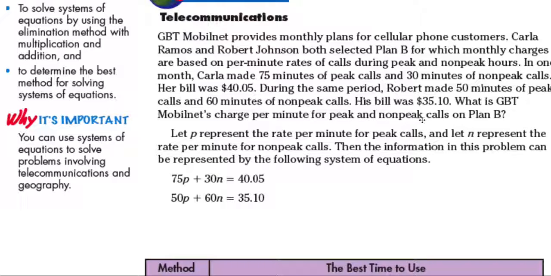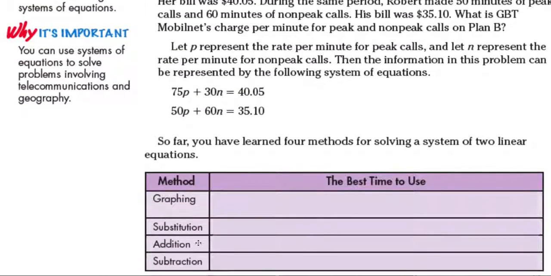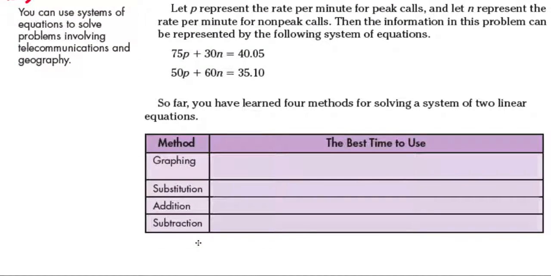So these are the two equations, and it's asking, what is the GBT mobile charge per minute for peak and non-peak calls on Plan B? Basically, we want to find the value of P and the value of N given these two equations. So far, you have learned 4 methods for solving two linear equations: the graphing method, the substitution method, the addition method, and the subtraction method.